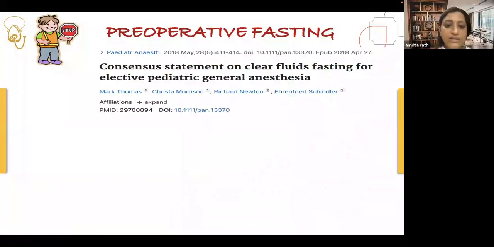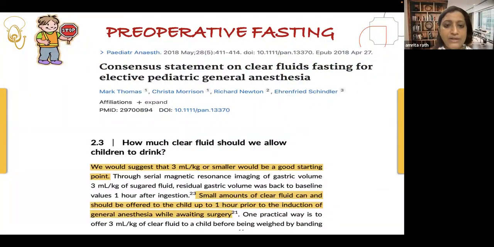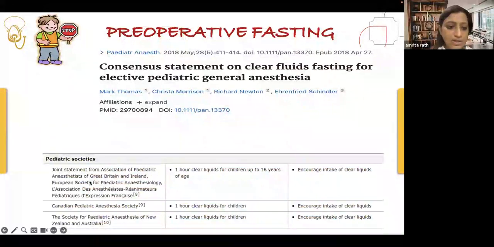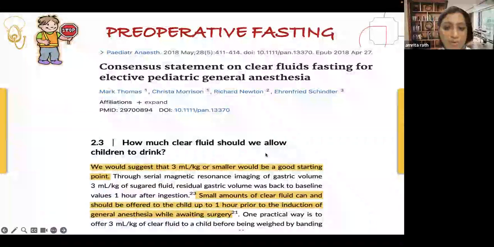However, the recent guideline has changed and now these 3 societies recommend differently. Why I am telling you in particular, because these are the Association of Paediatric Anaesthetists of Great Britain and Ireland, and also the European Society of Paediatric Anaesthesiology. So they might ask you what are the recent advances in pediatric fluid management. Now they are encouraging 1 hour of clear fluid instead of 2 hours. Okay. And how much clear fluid should be allowed to drink 1 hour prior? It is 3 ml per kg. Okay. So these 2 questions for you.